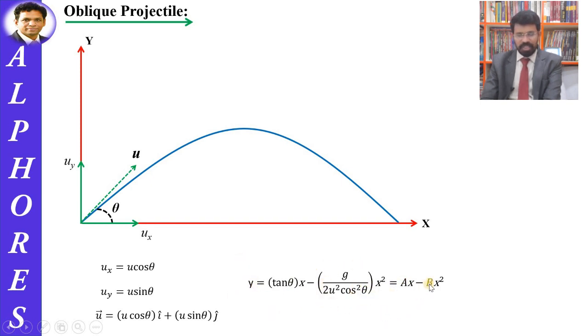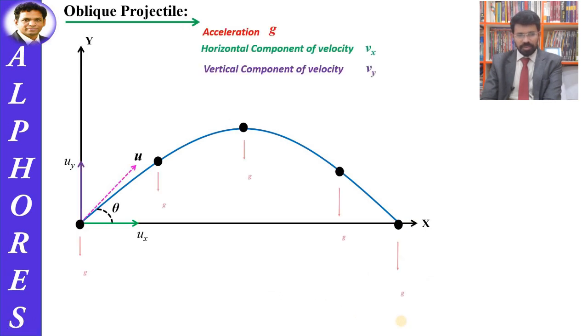In the previous session, I discussed a few problems with you, and in those problems, expressions were given in this format, and you were asked to find the initial velocity of projection, or the angle of projection. Such details you are supposed to find out, right? So you should know what A is. If you know that A is equal to tan theta, you can find the angle. If you know that B is equal to g by 2u square cos square theta, you will have a chance to find the initial velocity. So this equation is important, and these details are also very important.